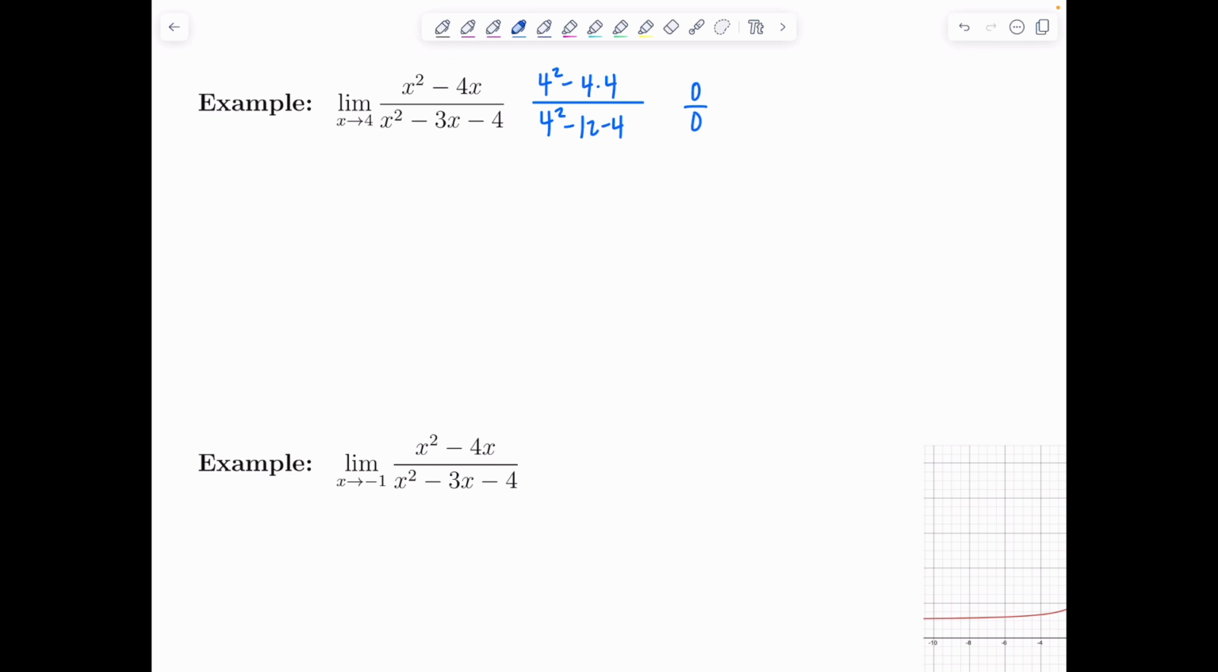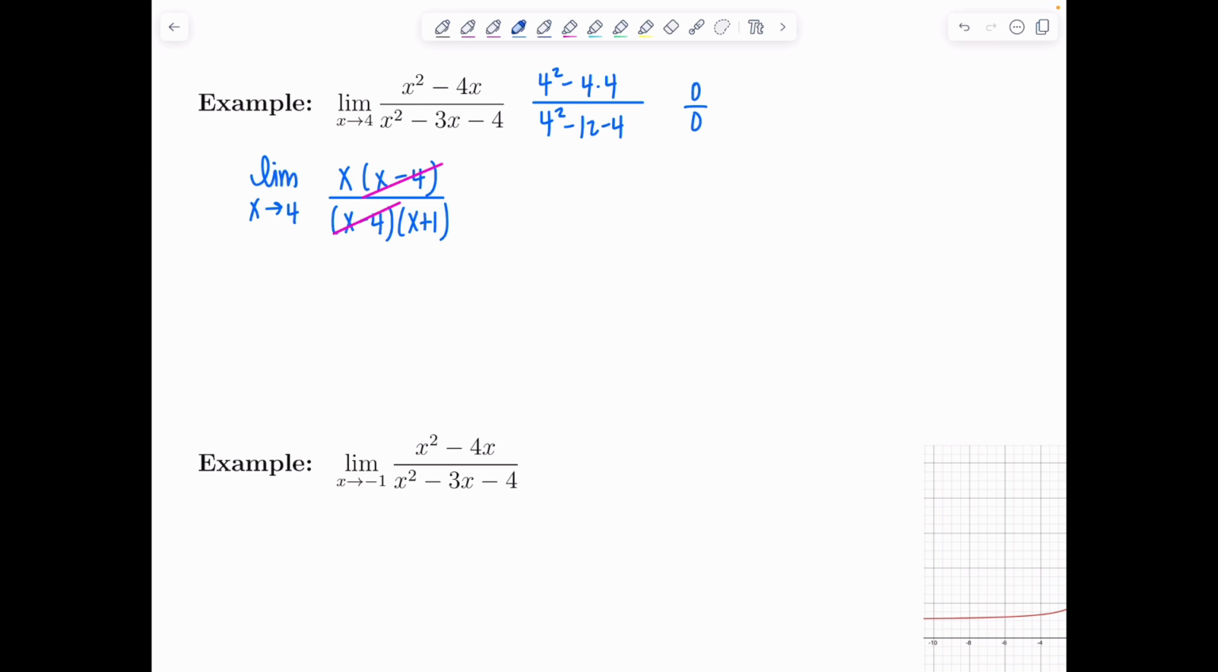So let's see. Can we factor this guy? Limit x approaches 4. Yeah, I can take x out of both terms in the numerator. So I have x times x minus 4. And then how does the denominator factor? x squared minus 3x minus 4. Oh, okay, yeah, good. x minus 4 times x plus 1. Notice, yay, again, we can cancel out x minus 4.